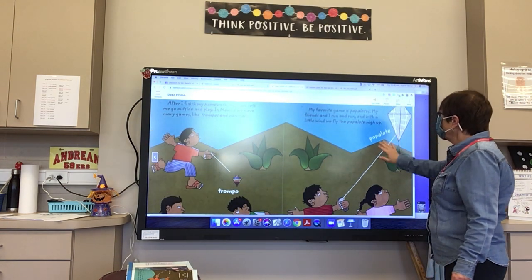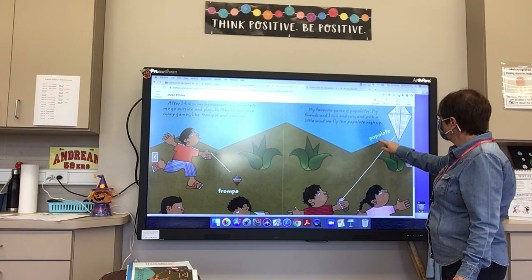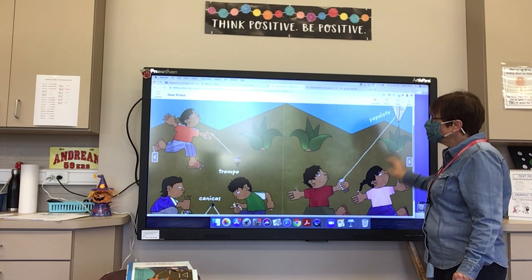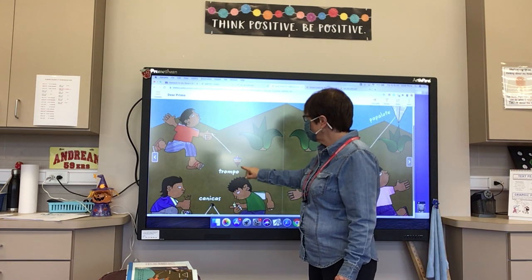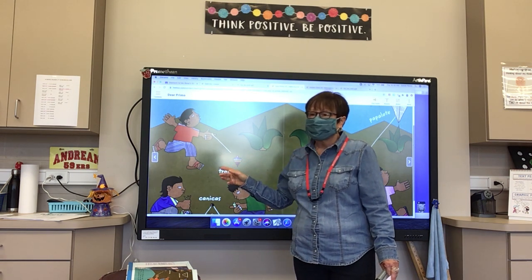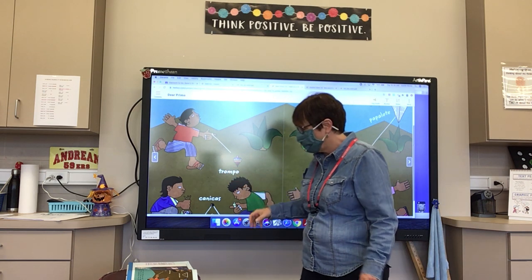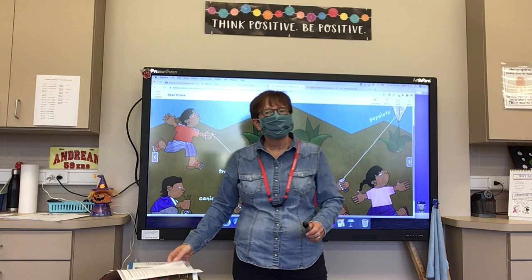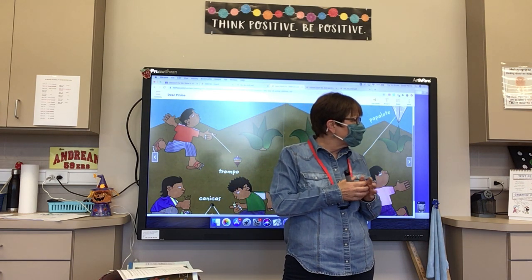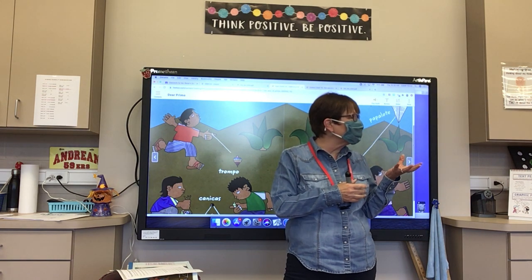I don't know what a papalote is, but now I do because I see papalote and I see it's next to a kite. I don't know what a trompo is, but I see it's next to a top, so now I know a trompo is a top. They use the pictures. Libby, what else do you have to add to that? They help us know what it is and visualize it.